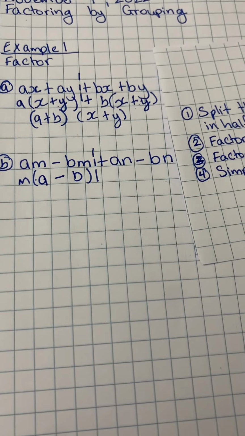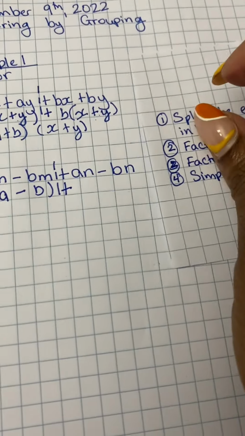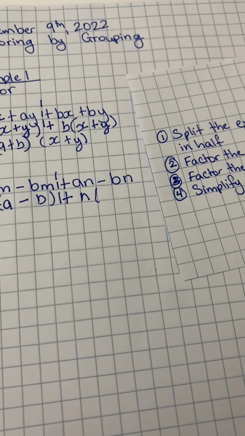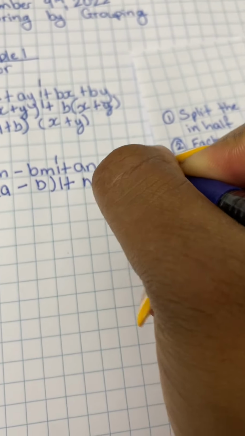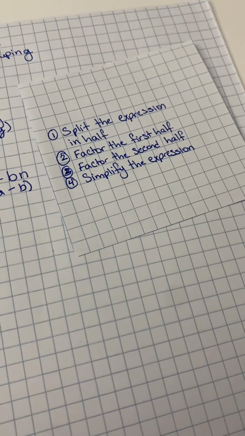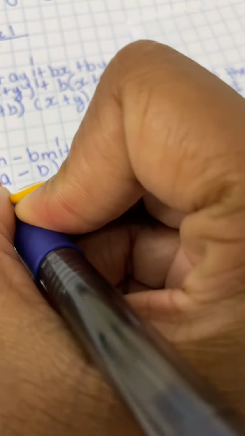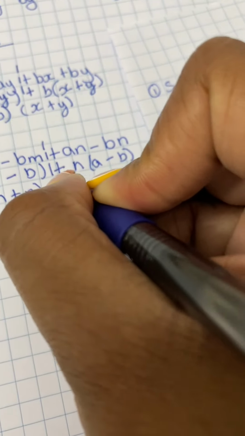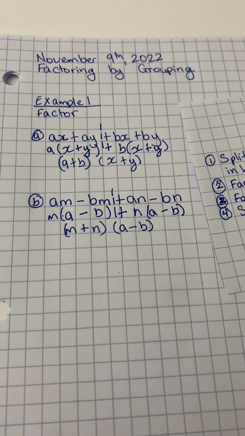A minus b. Now I'm looking at the second half, and remember, whatever sign is there always comes down. In this case, they have an n in common. If I go ahead and factor or divide both terms by n, I'm left with a minus b. All right? So I factored the first half, factored the second half. Now I need to simplify the expression. So the m and n, I'm going to bring those together in their own pair of brackets. So m plus n multiplied by a minus b. And there you have it. We've looked at factoring by grouping.